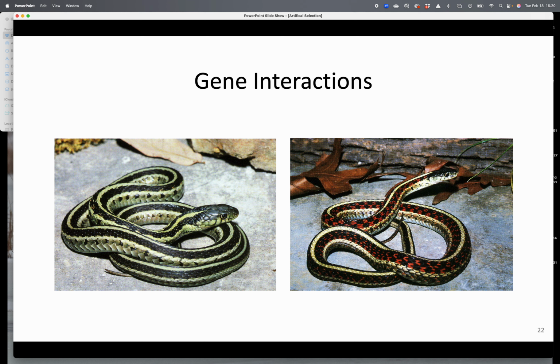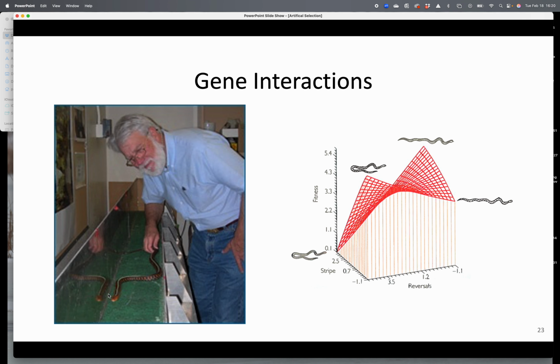So he was racing these snakes down racetracks, and as they were racing these snakes, they noticed that some snakes would just take off down the track in a straight line, and they would go all the way to the end of the racetrack without any problems. But other snakes would get partway down the racetrack, and then they would turn around, go the other direction, and freeze.